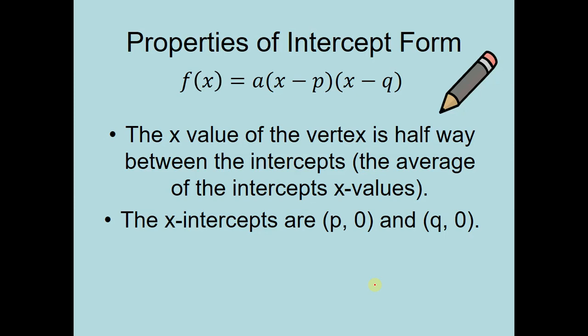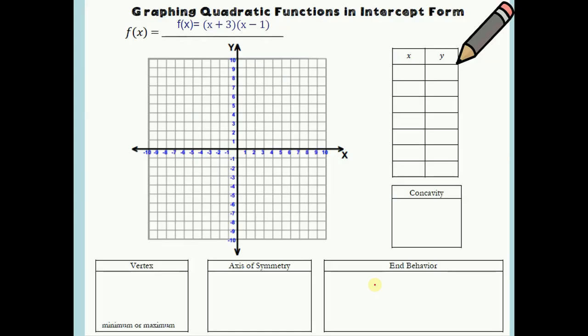Now, properties of intercept form. What do we need to know about it? Well, the x value of your vertex is halfway between the two intercepts. Since it's intercept form, basically it's going to show you where your x-intercepts are. Those two x-intercepts are going to be p comma 0 and q comma 0. Let's take a look. So I got the equation x plus 3 times x minus 1. That's what we're going to graph. Those are your two x-intercepts. So I know that I have an intercept at negative 3, 0. That's one of your intercepts. And I have another intercept at 1, 0.